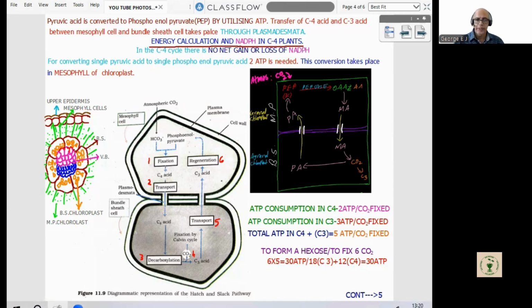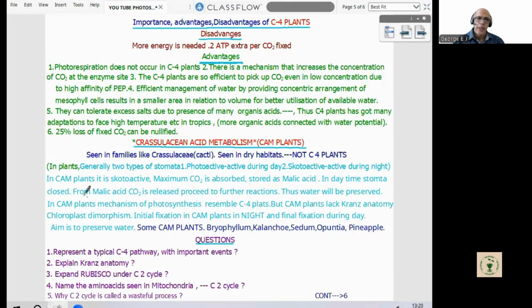I think the idea is clear. Now, the importance and disadvantages of the C4 pathway, that we can proceed. First is the disadvantage of C4. More energy is needed, 2 extra ATP per carbon dioxide fixed. That way, 6 carbon dioxide means 6 into 2, 12. That is why 18 plus 12 becomes 30.